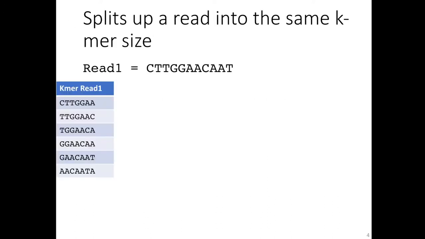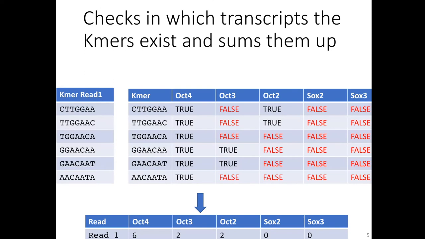So then you basically split up all these k-mers. And you take a read that has a certain length, and then you can start to compare the k-mers of your read to the k-mers of all the different genes that have also been split up. And this is just a lookup table, so this goes really fast. So for the first k-mer, it finds that this one is found in OCT4 and OCT2, but not in the other ones. The second one is found in OCT4 and OCT2, but not in the other ones.